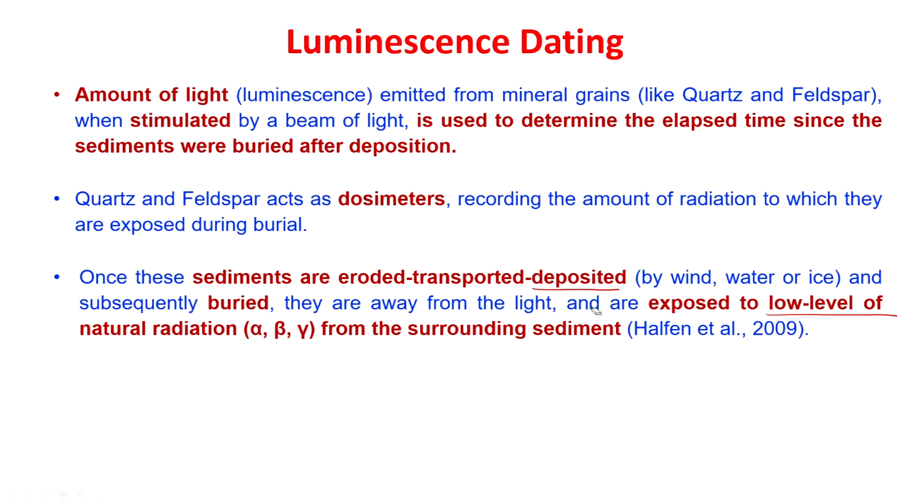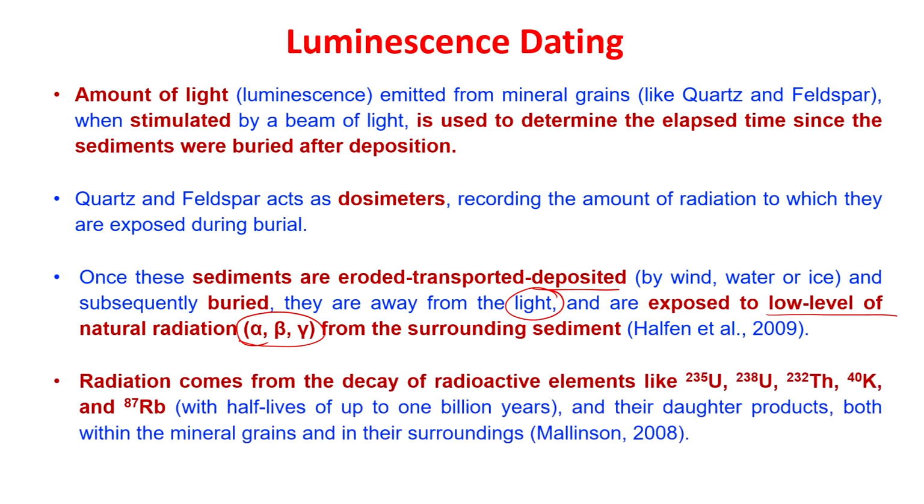Okay. So, they are not acquiring the energy from the natural light, but they are acquiring the energy which is what we call the low level of radiation from the surrounding sediments. This is what we are having, the radioactive material. So, radiation comes from the decay of radioactive elements, and these are the elements like uranium, thorium, potassium and rubidium. These are the main radioactive elements which allow the sediments to store the energy. So, the energy is coming from the radioactive elements mainly.